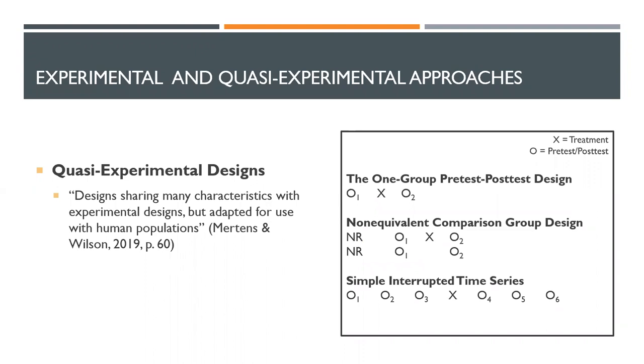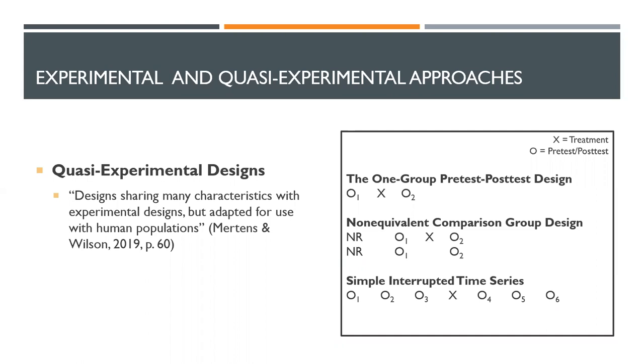Quasi-experimental designs share many characteristics with experimental designs, but are adapted for use with human populations in realistic settings. I've highlighted 3 examples of quasi-experimental designs. In the one group pre-test, post-test design, a single pre-test observation is taken on a group of participants, a treatment then is applied, and a single post-test observation on the same measure is taken.